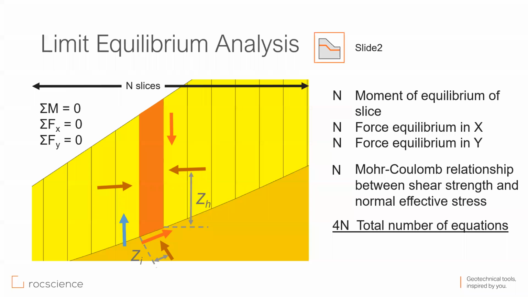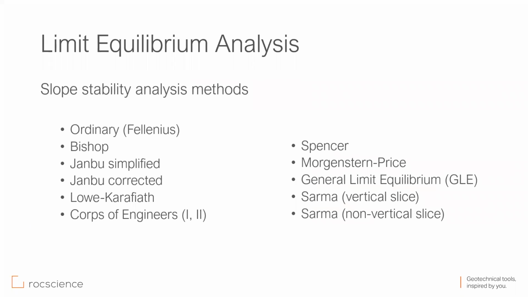That's why there are these many, 11 different methods, that we have actually in the Slide2 software that you can choose to calculate factor of safety. So what is the difference between these methods? It's just in the assumptions that they use to solve these equations, because you need to have some sort of assumption to be able to solve these equations and find unknown parameters.